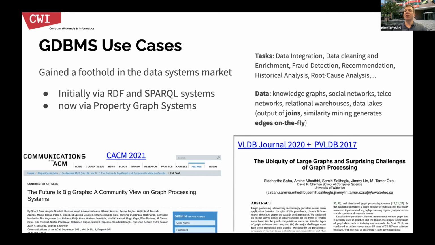To summarize, I think that graph data management systems are very popular for data integration tasks, data cleaning and data enrichment tasks, but also fraud detection, recommendation generation, historical analysis, root cause analysis. And the data on which these tasks are run are, obviously, graph shaped. So originally, certainly knowledge graphs, but also graph shaped data such as social network data, telecommunication network data.